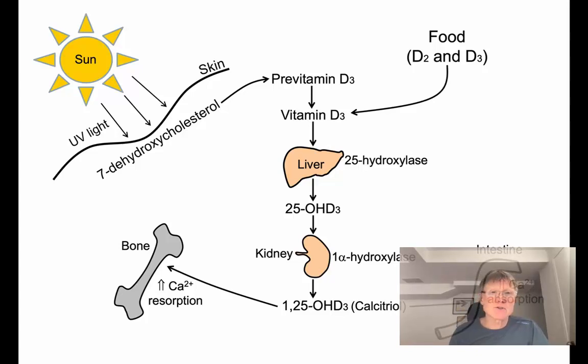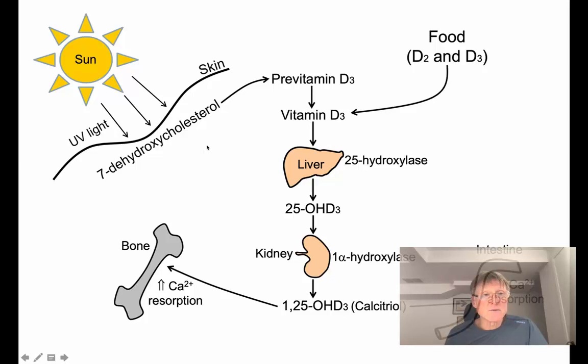So as I said, there are 2 sources of vitamin D. You can get it from exposure to sunlight. So we are going to start with the sun here on the left side. So you have UV, especially, as I said, UVB light. It hits your skin, and it actually converts the 7-dehydrocholesterol into what is called pre-vitamin D3. So first important thing, your body makes vitamin D from cholesterol.